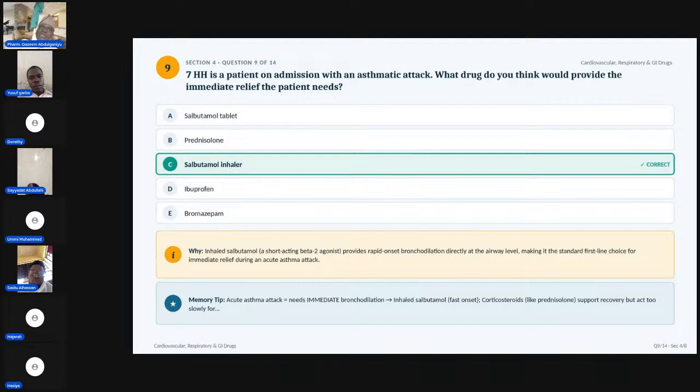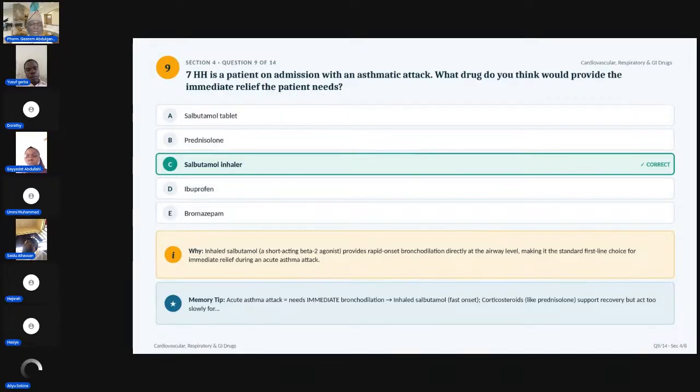Or maybe you're just passing by, as you people are even trying to write the exam now. Maybe you're struggling to enter and somebody starts choking. The person starts wheezing. You're hearing that wheezing sound. What will relieve that person? Let's say that person is HH. What will relieve that person at that point in time is what they're asking you. And your answer is not far.